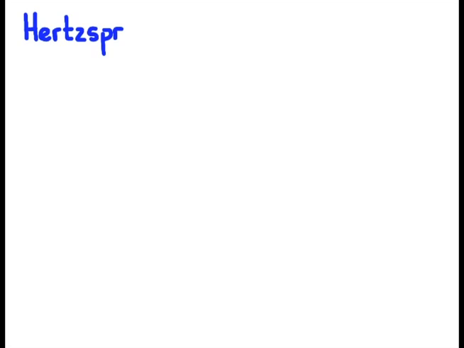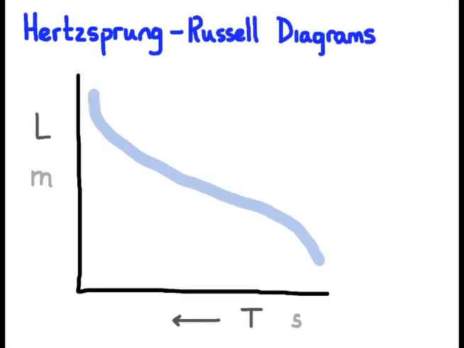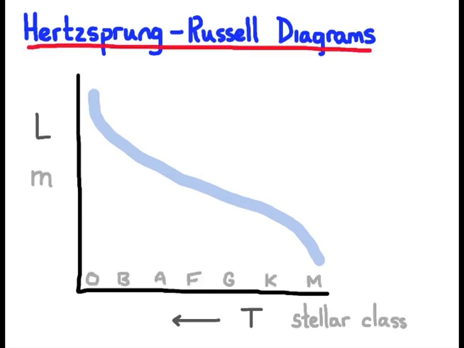We're familiar with the HR diagram where luminosity is plotted on the vertical and temperature on the horizontal, with the temperature axis increasing as you move to the left. But you could also plot mass on the vertical instead of luminosity, and stellar class O all the way to M on the horizontal. And that would give you that same characteristic spread for the main sequence stars.